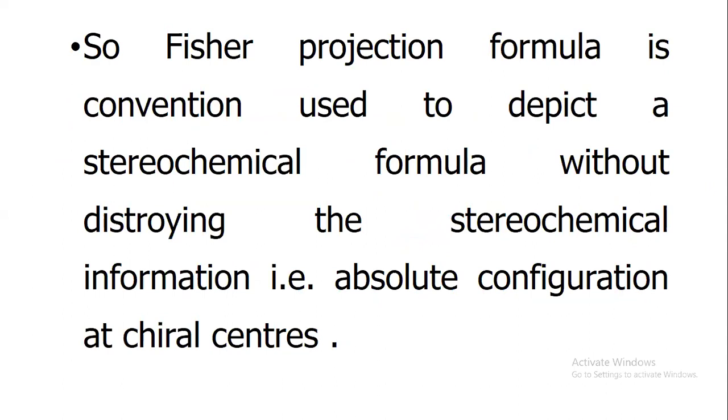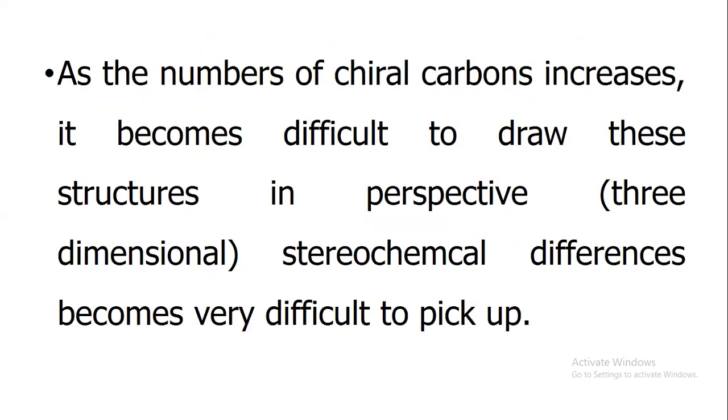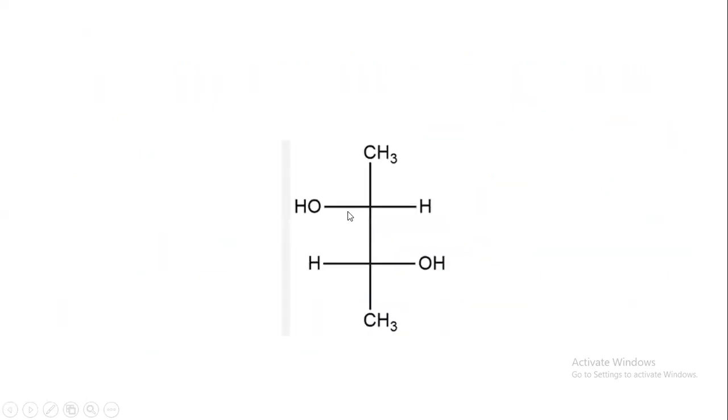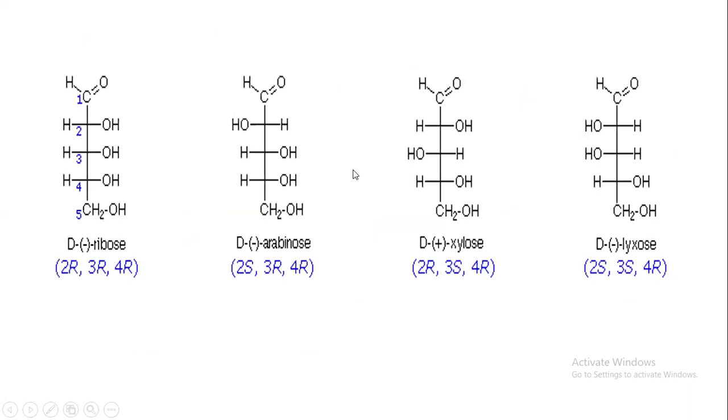So Fischer projection formula is the convention used to depict a stereochemical formula without destroying the stereochemical information, that is, the absolute configuration at the chiral center. As the number of chiral carbons increases, it becomes difficult to draw these structures in three-dimensional perspective. Stereochemical differences become very difficult to pick up. See, this is the Fischer projection formula.